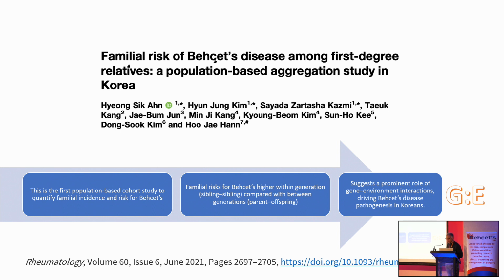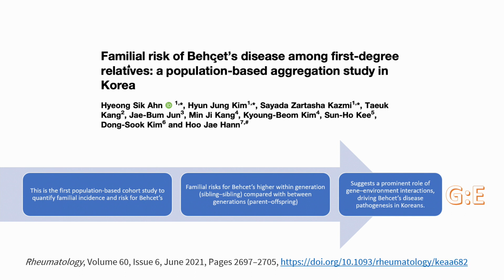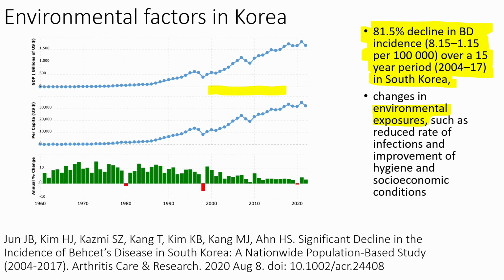And I'm going to use some data from South Korea. Because the team in South Korea did a national population-based study to look at the familial incidence and risk for getting BEHÇET'S. And the headline message is that they did find a familial risk for getting BEHÇET'S, but also revealed a prominent role, as always, for gene-environment interactions that we were discussing earlier on.